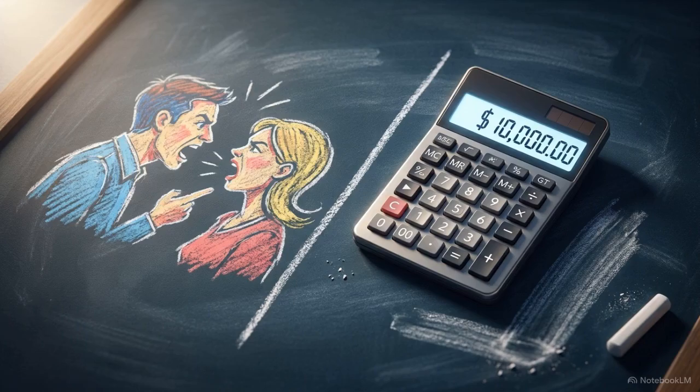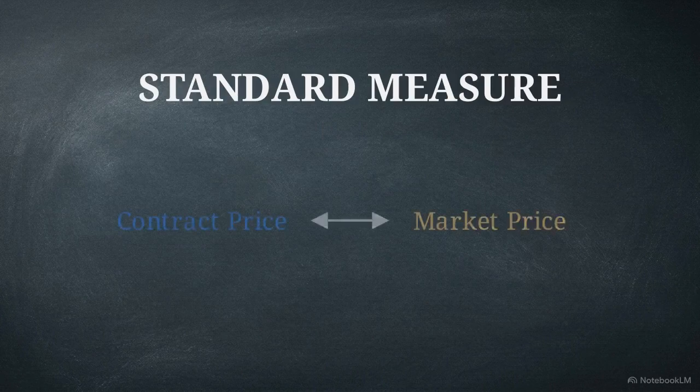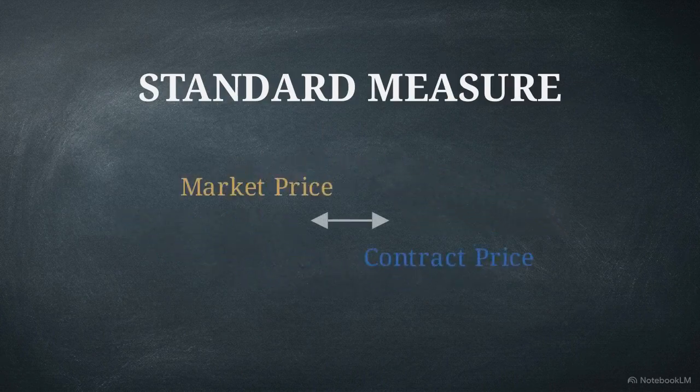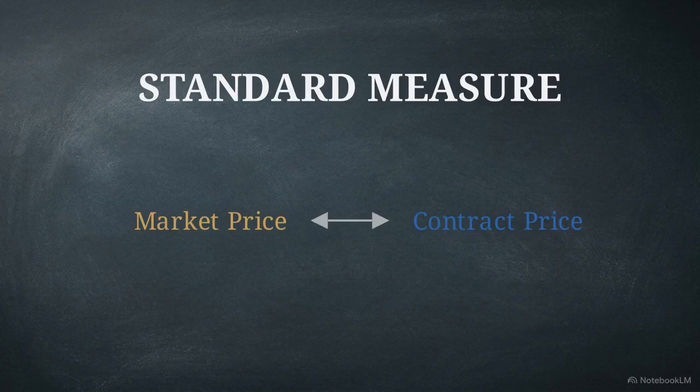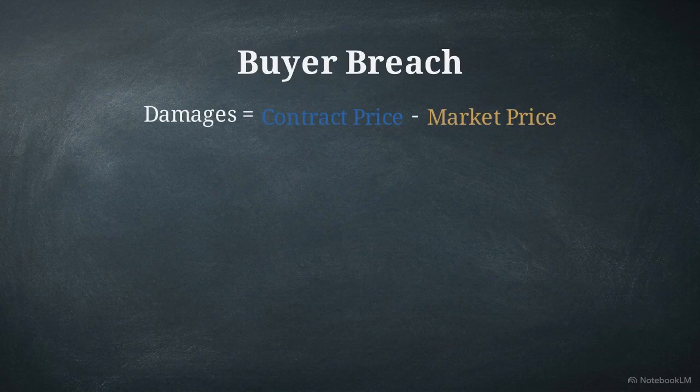Translating an abstract broken promise into a precise financial equation requires stripping away the emotion and focusing strictly on the math of restoration. The mandatory starting point for any damages analysis is the standard measure. This calculates the variance between the agreed-upon contract price and the reality of the open market. The sequence of this formula flips entirely depending on which party breaks the deal. When a buyer wrongfully repudiates an agreement, the seller is forced to find a substitute. The damages equal the contract price minus the new market price.